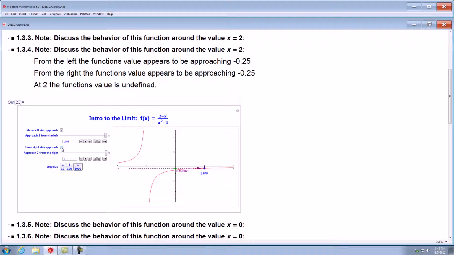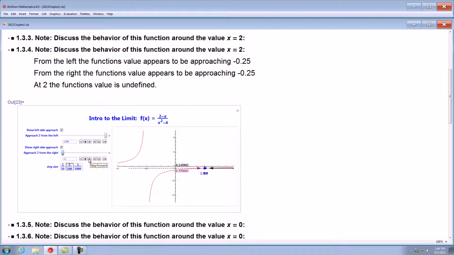Now when I come in from the right, it's going to start coming in here. There it is. So my y value here is -1.83. That's how far it is down. And as I start coming in closer and closer to 2 from the right, it also appears to be approaching, oh, I went too far. It appears to be approaching -2.5 again from the right.